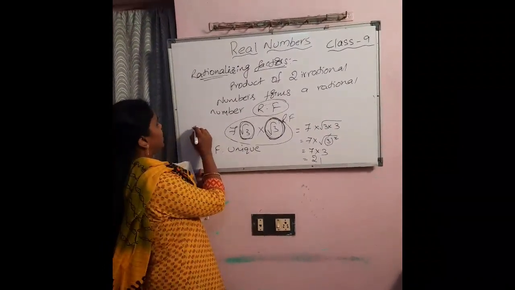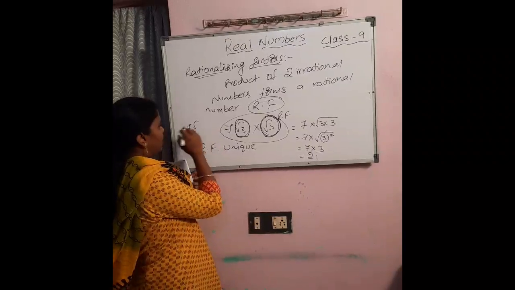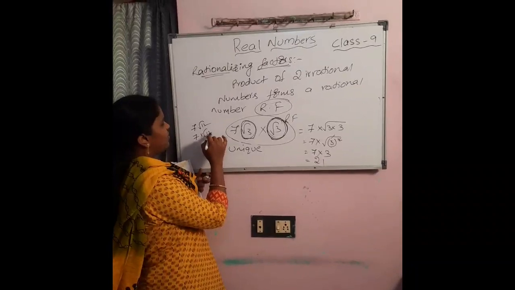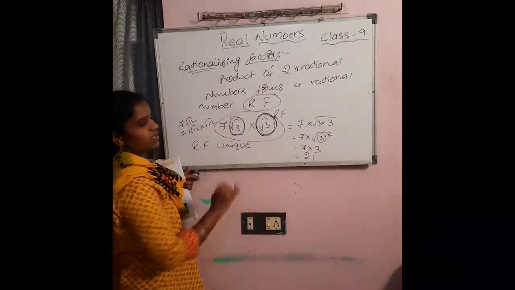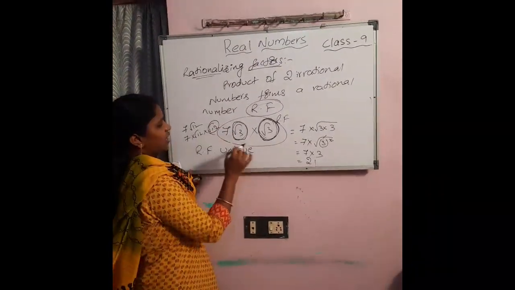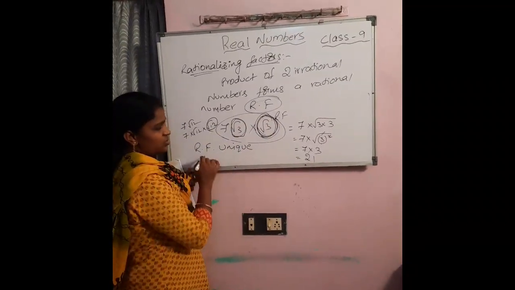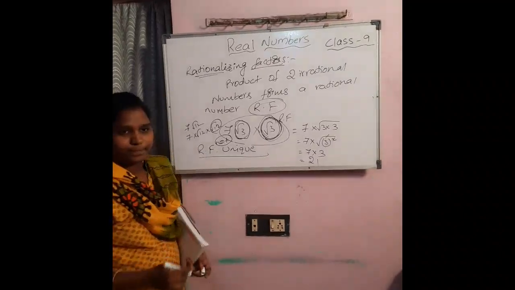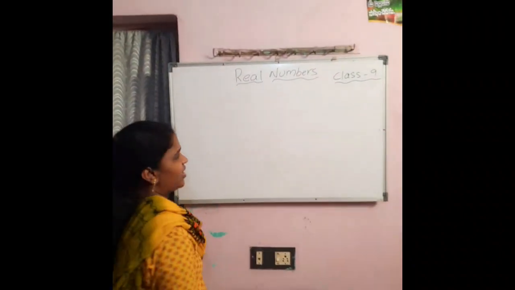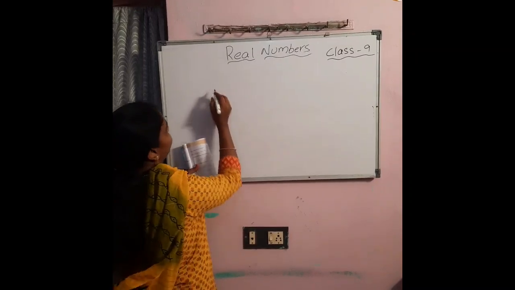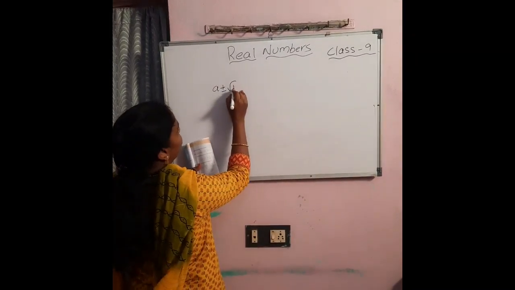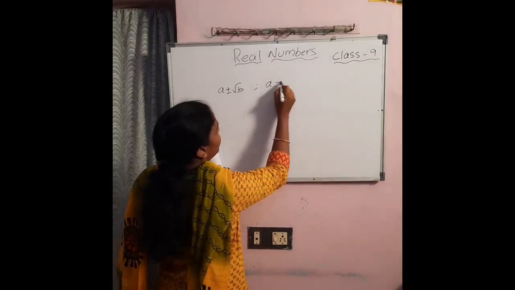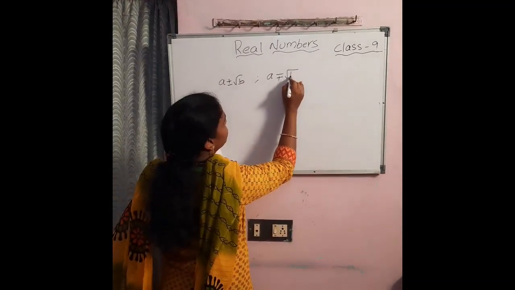If I take 7 root 12, to make it a perfect square I have to multiply with some other number, so the rationalizing factor changes. If you observe here, the rationalizing factor is changing. So the rationalizing factor is not unique. The general form: if a plus or minus root b is taken, the rationalizing factor will be a minus or plus root b.